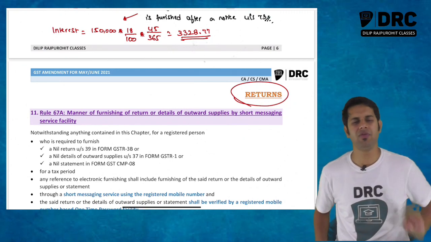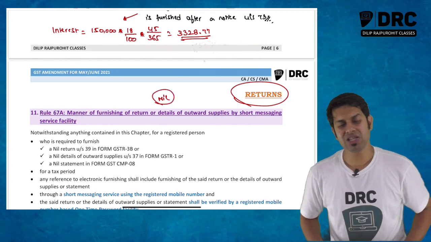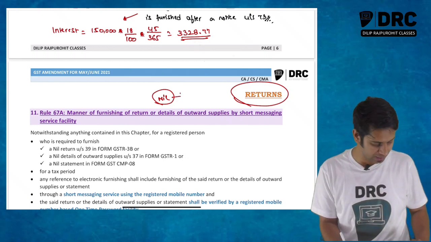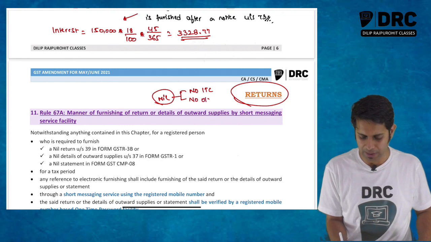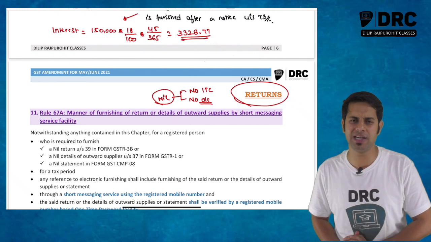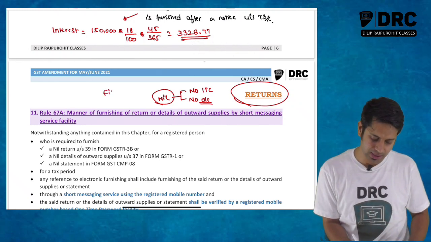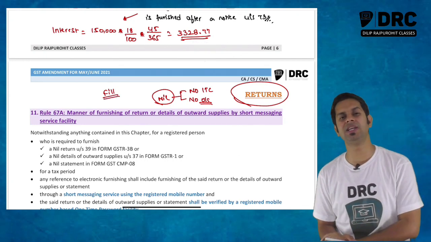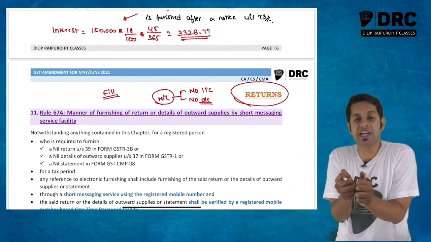Now they are telling, if you are required to file a nil return, in case you are a person who has not made any supply and has no input tax credit. Nil return means you have no ITC or no outward supply for a particular month. Then you can file your returns the way you send a message to your girlfriend or boyfriend. I am not telling, the government is telling, just send me an SMS.